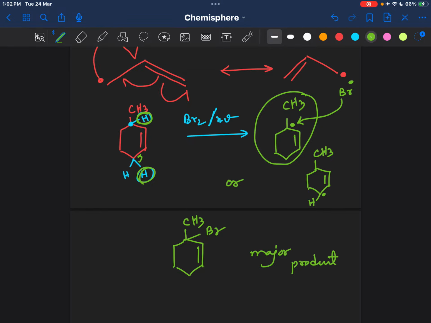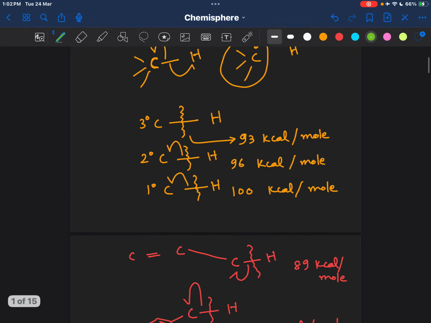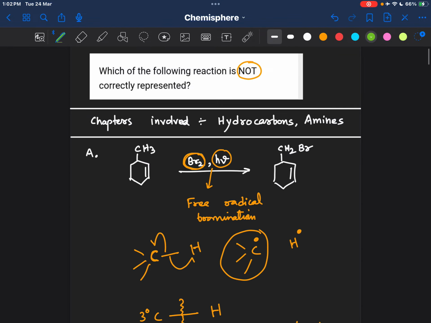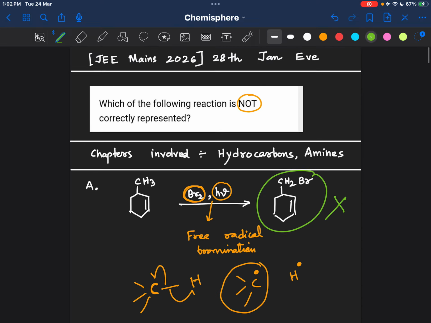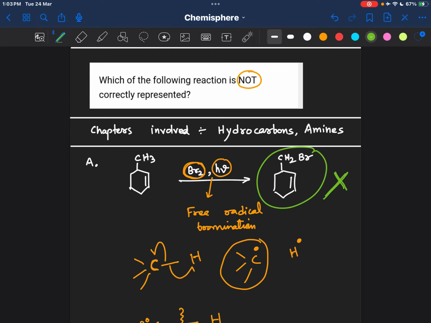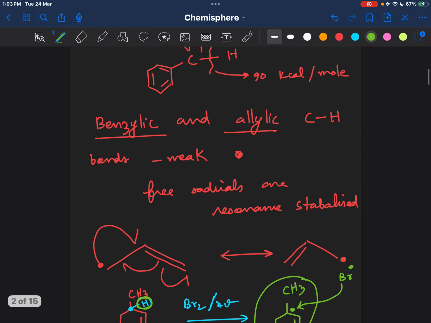Okay, and let's see what they have got. So they have got CH2Br, which is not correct. So therefore this is the wrong product that they have got. Okay, let us look at other options. So instead the correct answer should be CH3Br and a double bond there. Okay, let us go and look into the other options.